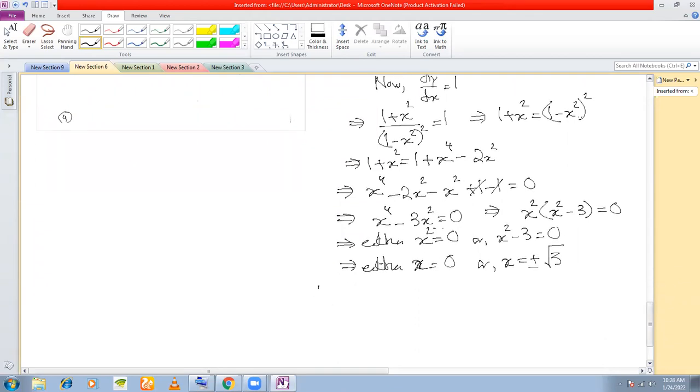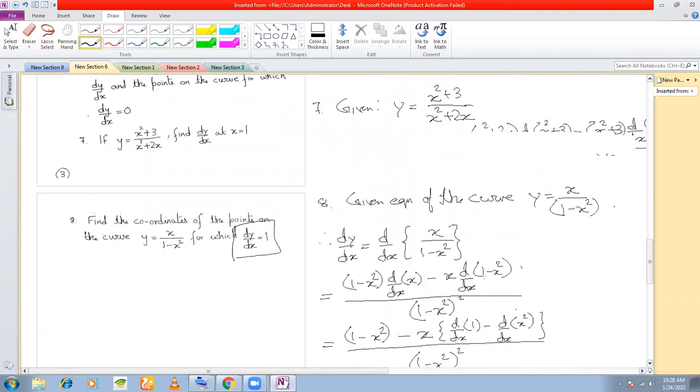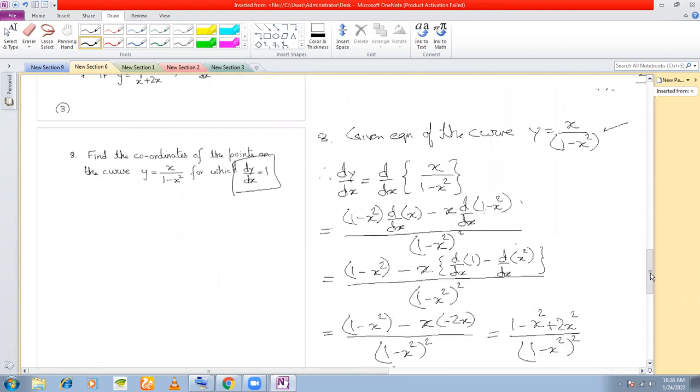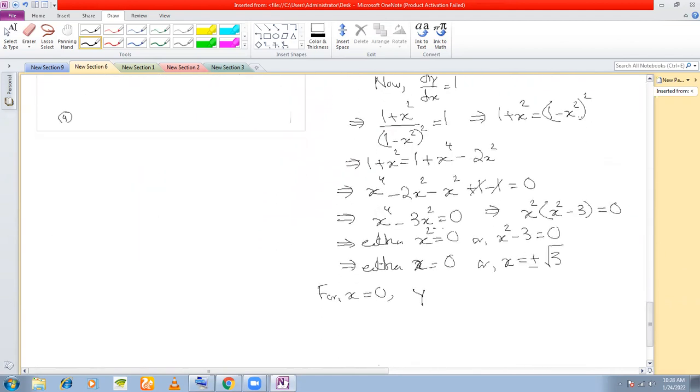And how do you get the y coordinate? Put it in the equation of the curve. For x is equal to 0, what is the equation of the curve here? y is equal to x by 1 minus x square. y is equal to 0 by 1 minus 0 square, right? You get 0. So the first point for which dy/dx is equal to 1 is the origin, (0, 0).